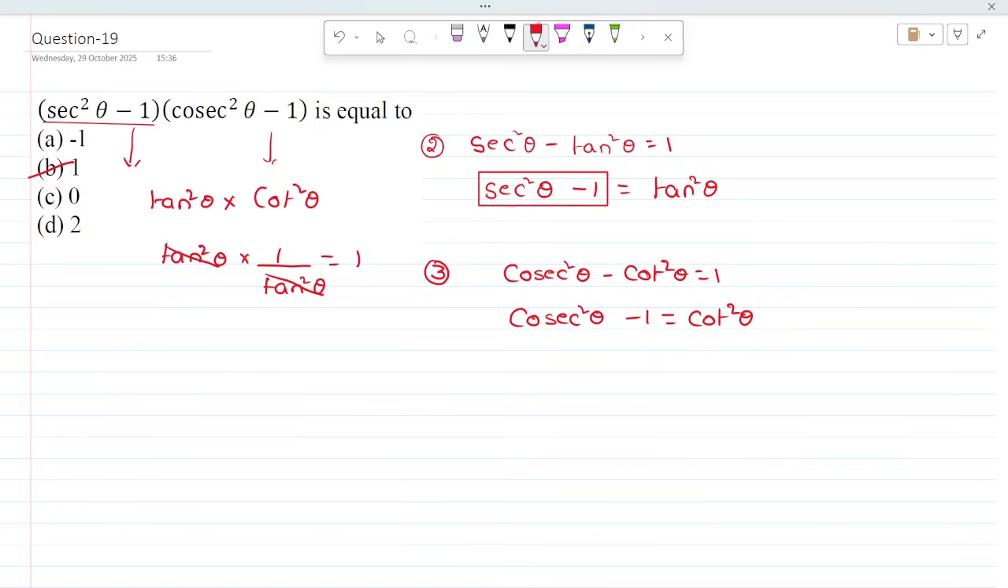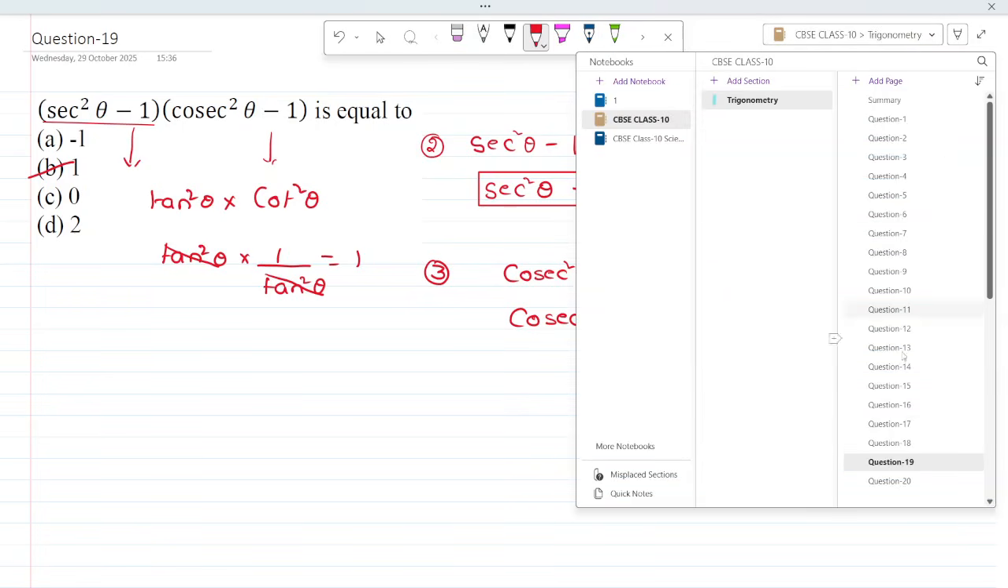Is it clear? Here we wrote it in detail. You can do it very fast. Understand? You won't require this much time. Directly substitute here tan square, cot square, tan into cot is 1. We know, directly we will write 1. Clear? But internally, this whole thought process should run. Keep it in mind. Let's see the next one.